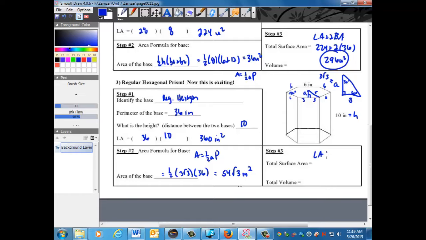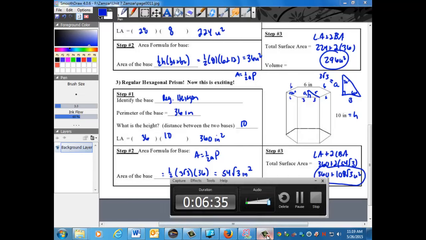Surface area is going to be lateral area plus 2 times the area of our base. So lateral area is 360 plus 2 times 54 rad 3. That gives me 360 plus 108 rad 3. These aren't like terms, so we'll leave it as such. 360 plus 108 rad 3. Alright, we're going to go to our last page.